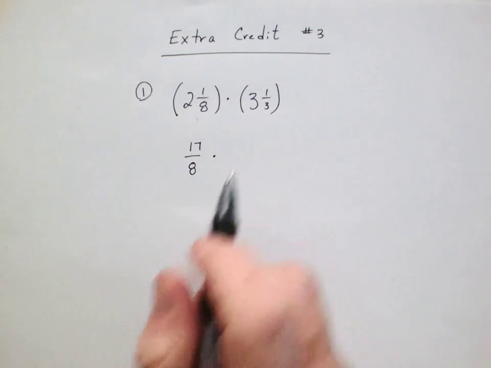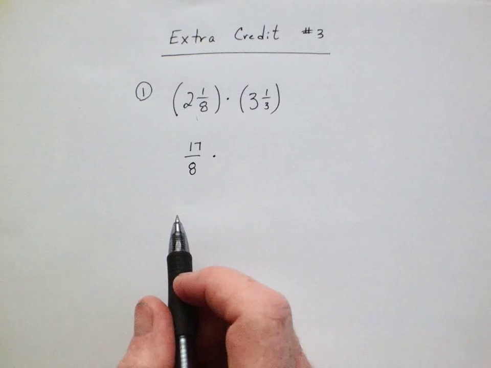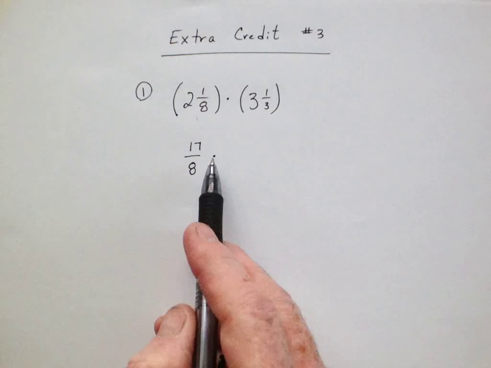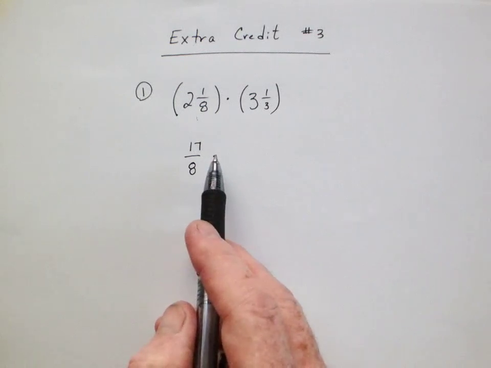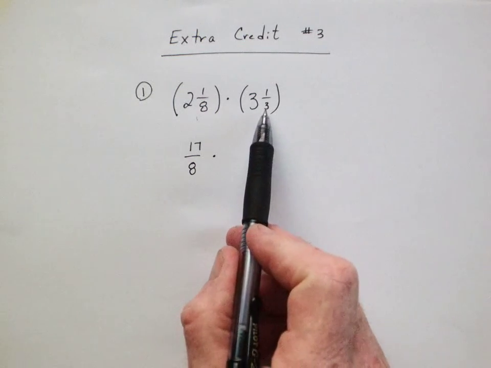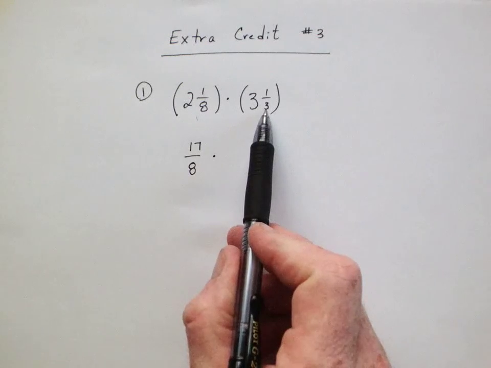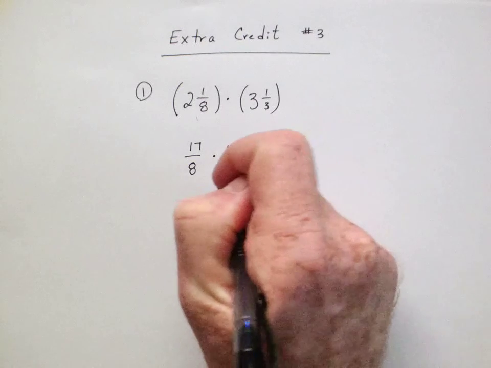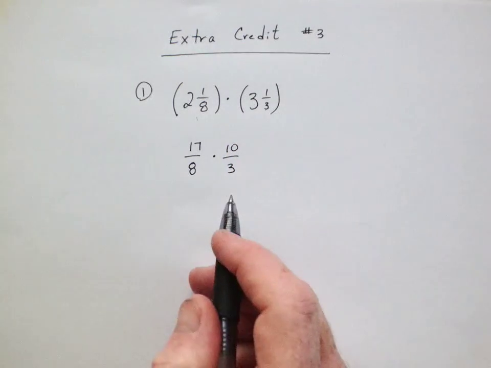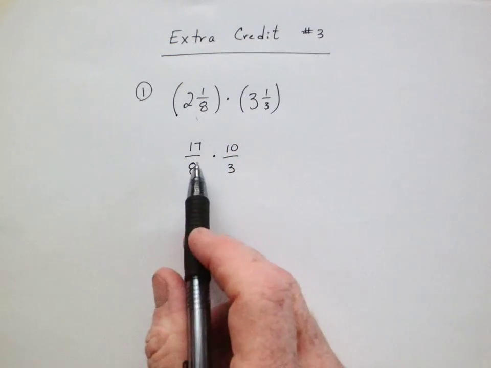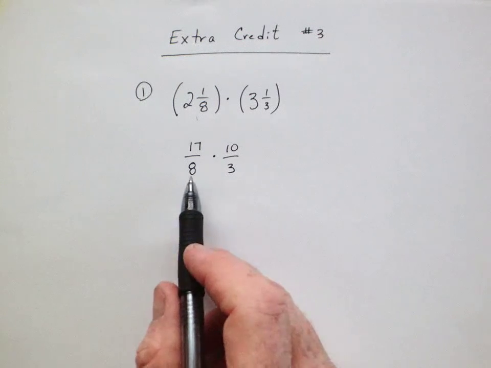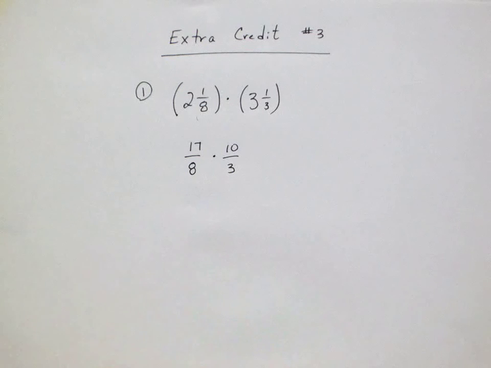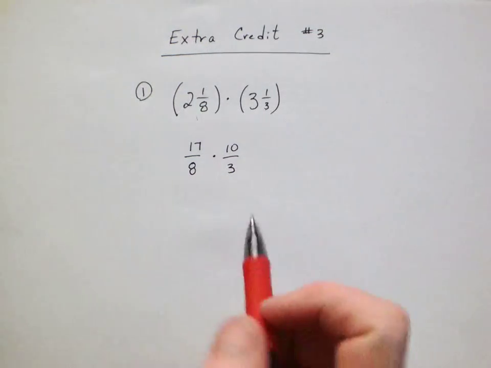And then on this step, I don't have to write the parentheses. I could just write the dot for multiply, or I could write the parentheses if I want. But it's extra, you don't really have to do it. So with this one, change it. It's going to be 3 times 3 is 9, plus 1 is 10. So 10 thirds. And you could either multiply across the top and get 170, multiply across the bottom and get 24, and then reduce. Or you could do reducing now, which is what I'm going to do.